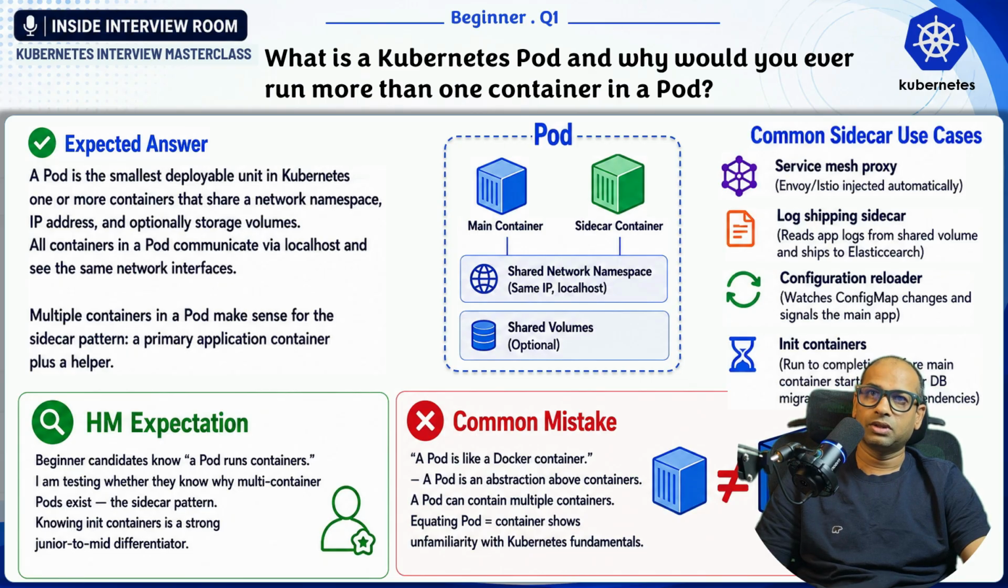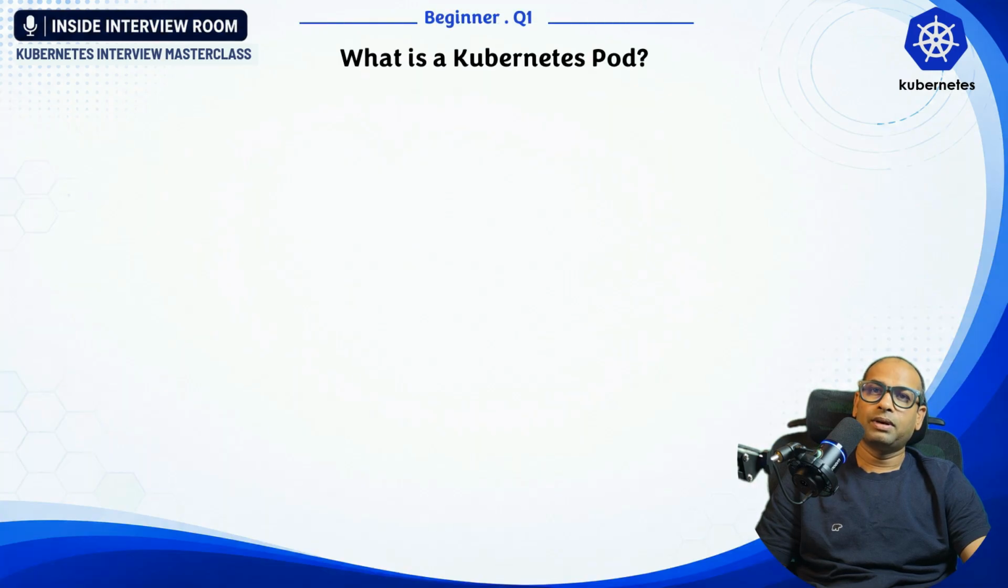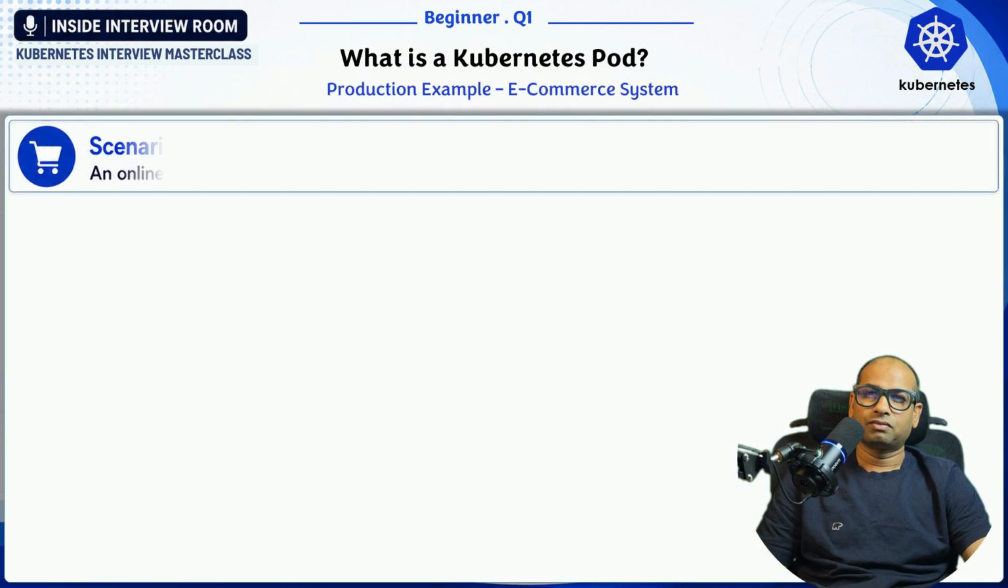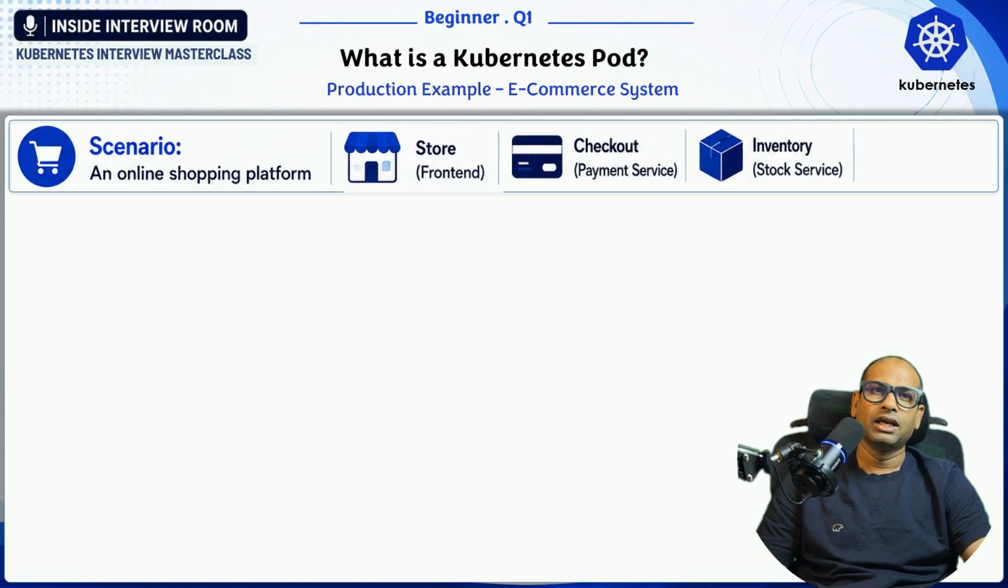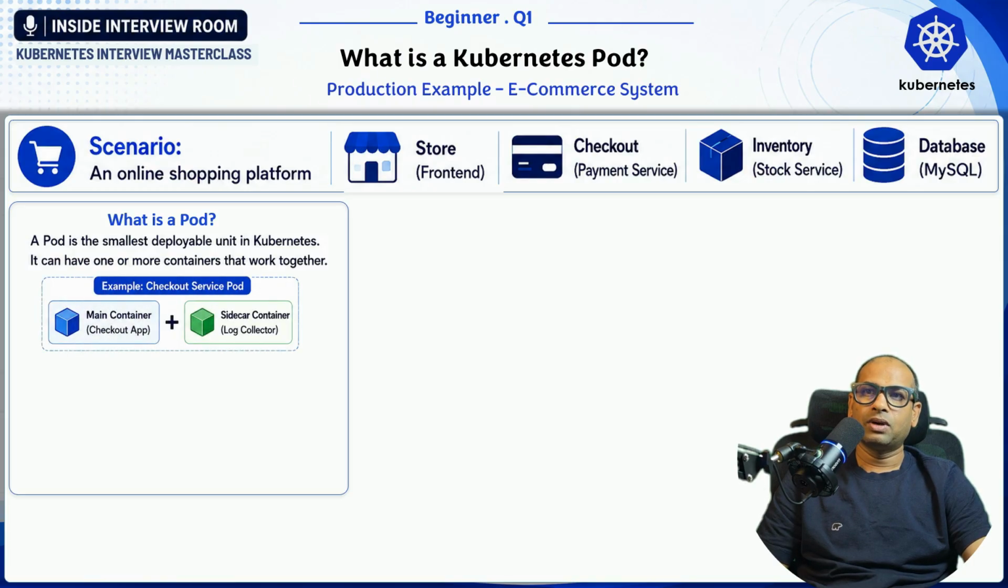So this is smooth. Let's see a production example in an e-commerce system. What is a pod? This is an online shopping platform: store front end, checkout, payment service, inventory stock service, and the MySQL database. So what is a pod? A pod is the smallest unit in Kubernetes. It can have one or more containers that work together.